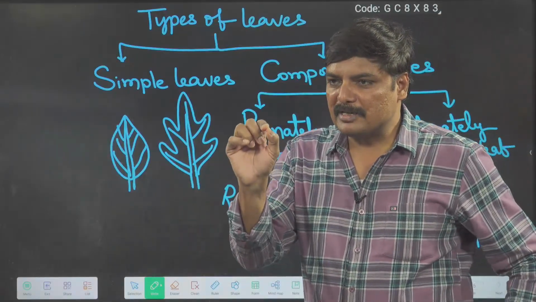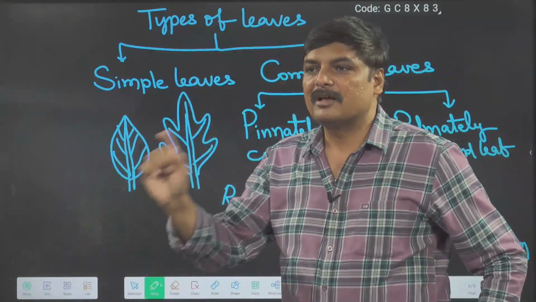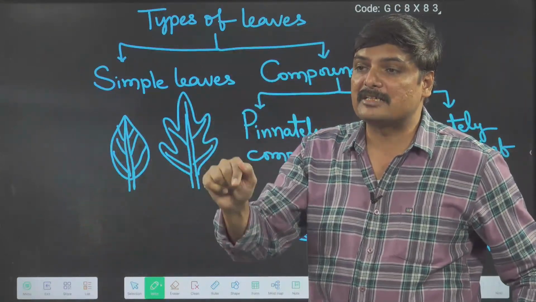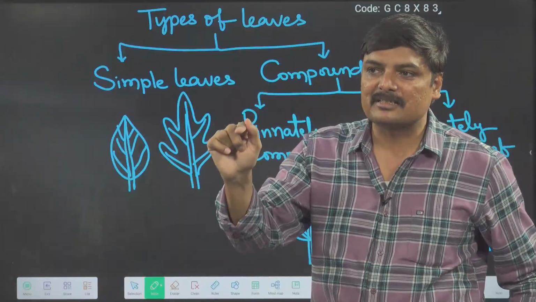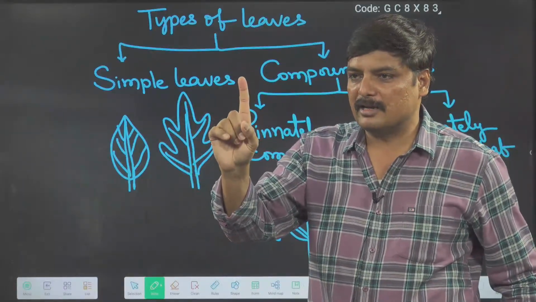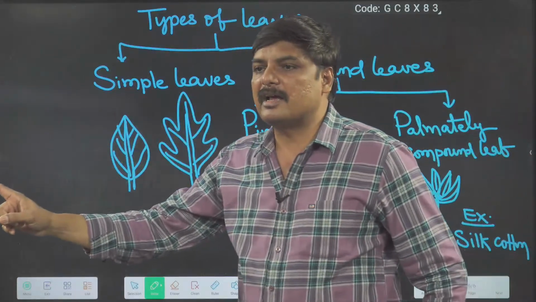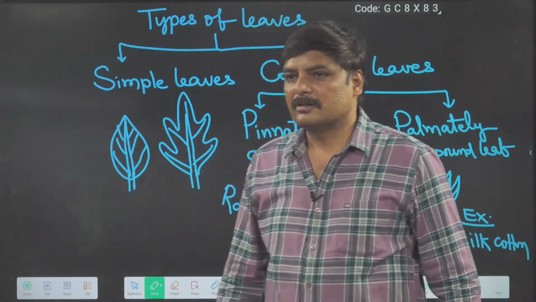Axillary buds are present in the axil of simple leaves and the axil of compound leaves, but they are not present in the axil of leaflets. Leaflet axils do not contain axillary buds, but simple leaf axils contain axillary buds, and compound leaf axils contain axillary buds. Hope you understand.